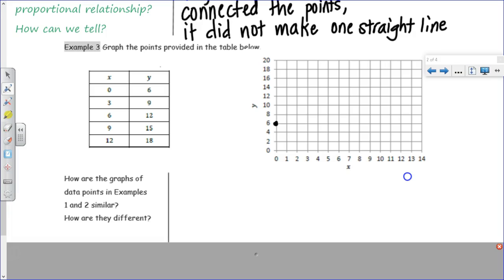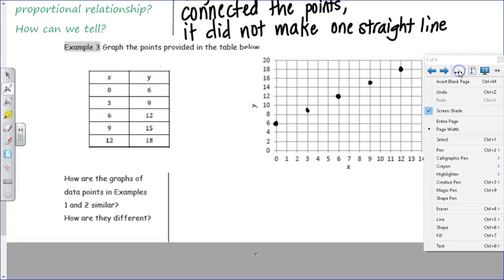Okay, keep graphing. Ooh, when x is 3, y is 9. So 9's not on there, but look at that. It's just halfway between 8 and 10. So there's x is 3, y is 9. Okay, keep going. 6 and 12. 9 and 15. Again, 15 isn't quite on there, but it's just halfway between 14 and 16. And the last one is 12 and 18.